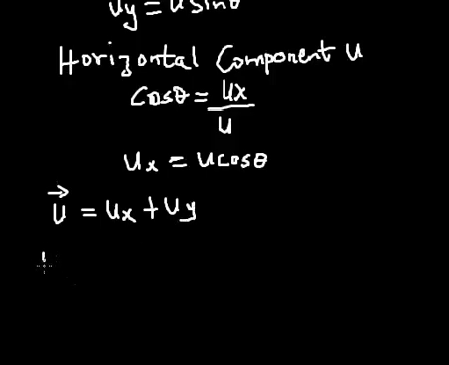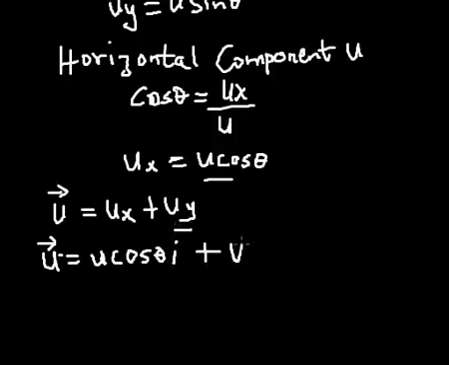It can also be expressed in terms of unit vectors, right? The ux is u cos theta, multiplied by i, the unit vector in the horizontal direction. Then of course uy, which is u sin theta, multiplied by j, which is the unit vector in the vertical direction.